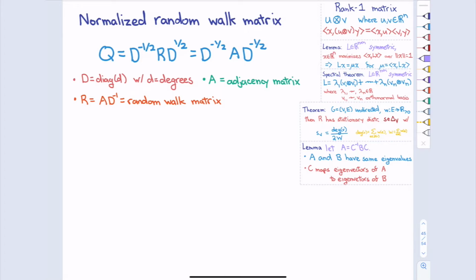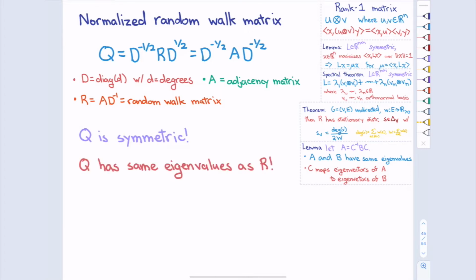It's symmetric. If we look at that second equality, D to the minus 1/2 A D to the minus 1/2, the two D's are symmetric parts, right? Because it's diagonal and it flips over when you take the transpose. What about A? Why is A symmetric? It's an undirected graph and it's the adjacency matrix. So if there's an edge from A to B, there's an edge from B to A. So A is also symmetric. So Q is a symmetric matrix, which is similar to R, and has the same eigenvalues.